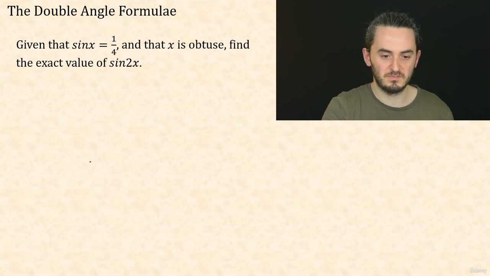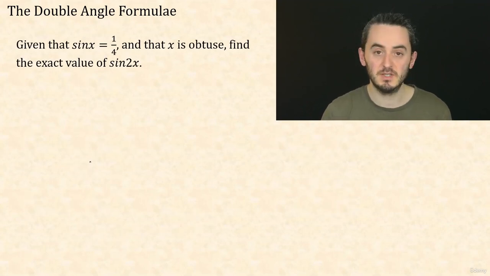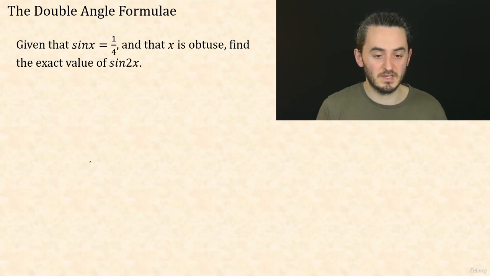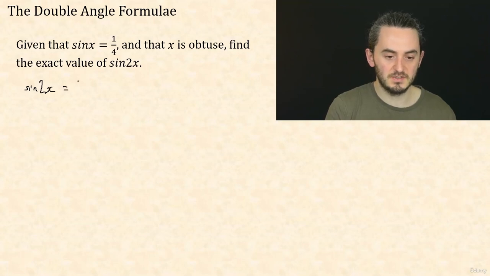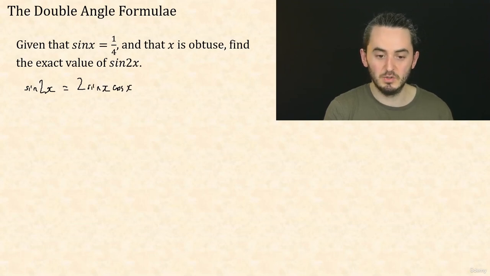Let's use them. So, given that sine x equals 1/4 and x is obtuse, can we find the exact value of sine 2x? Well, sine of 2x is 2 sine x cos x. So I know what sine x is, it's a quarter, but what's cos x?